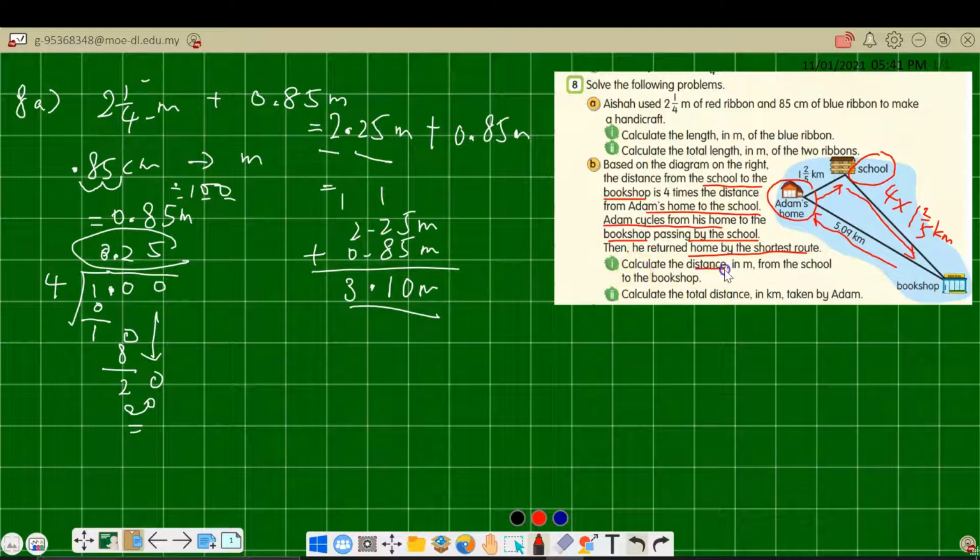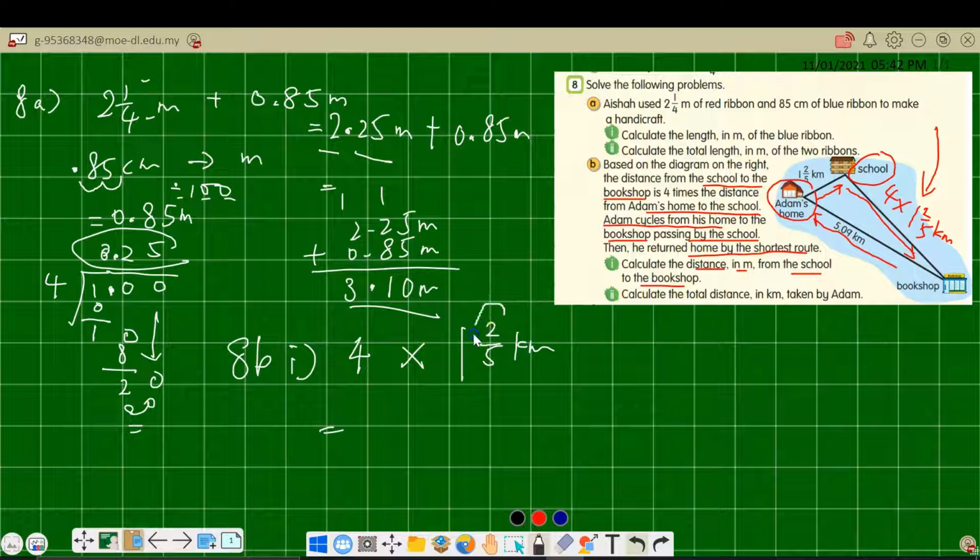So find the distance in meters from the school to the bookshop. Okay, which is this one. So we solve this one first. Okay, so it is 4 times. This is 8B part 1. 4 times 1 2/5 km.